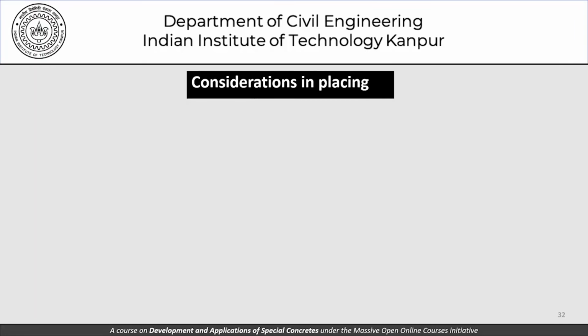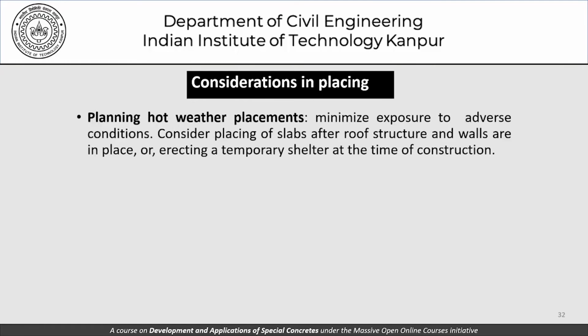As far as the considerations in placing are concerned, we need to plan hot weather placements in a manner that minimizes exposure to adverse conditions. Consider placing of slabs after roof structures and walls are in place, or erecting a temporary shelter at the time of construction. So this basically means that we need to plan our sequence of operations. If we are having a structure where we could somehow do the walls before the slabs, we could try to do that, because those walls will protect the slabs from the adverse effect of winds, and so on.